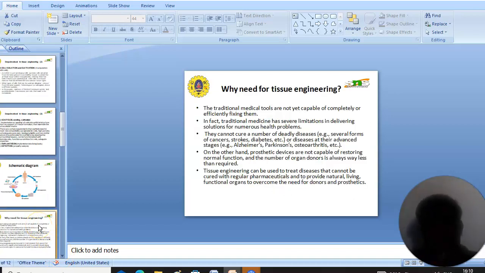Why is there a need for tissue engineering? Because the traditional medical tools are not yet capable of completely or efficiently fixing it. Further, they possess several limitations in delivering solutions for numerous health problems. Next, they cannot cure a number of deadly diseases such as cancer, strokes, and diabetes. Further, they are not capable of restoring the normal function, and the number of organ donors is always less than required.